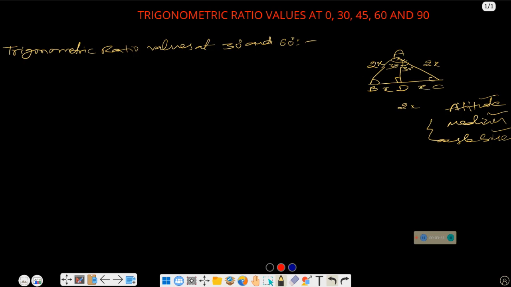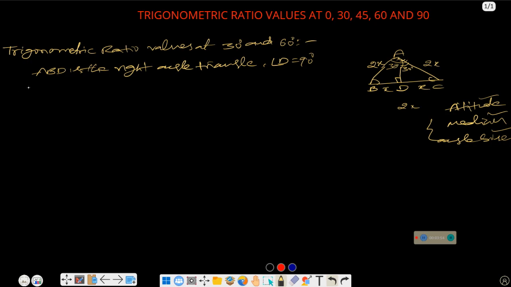Okay. Now coming to the triangle ABD. Here ABD is a right angle triangle, because angle D is equal to 90 degrees, since AD is perpendicular to BC. Now we should find out the AD value. How can you get the AD value? By using the Pythagoras theorem.